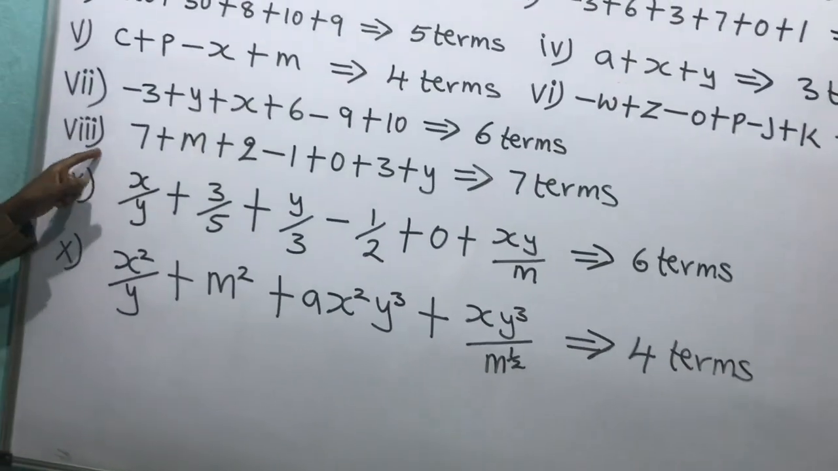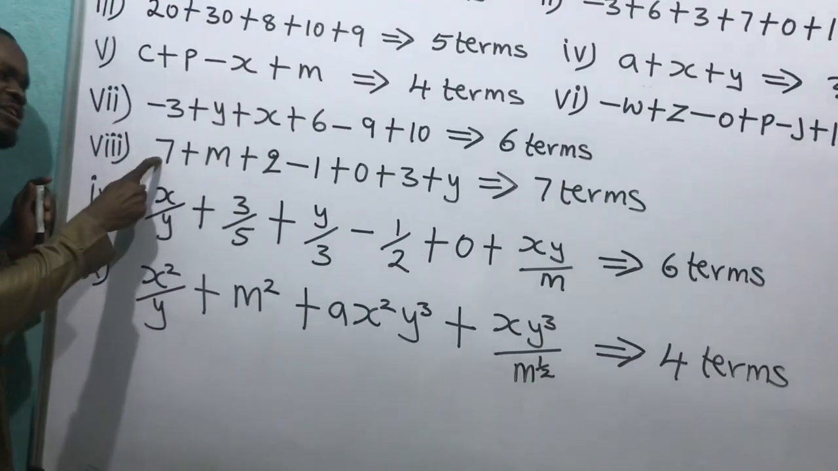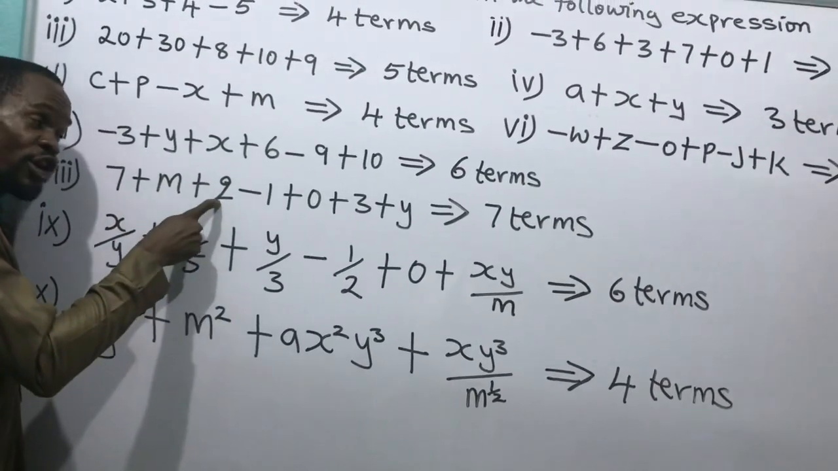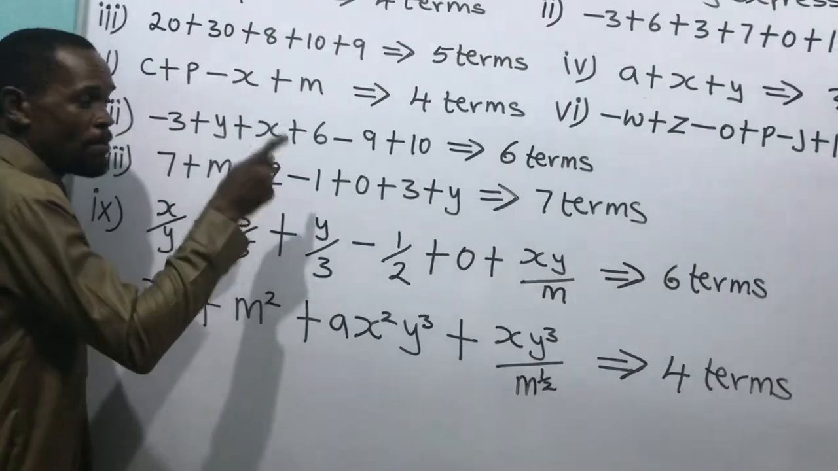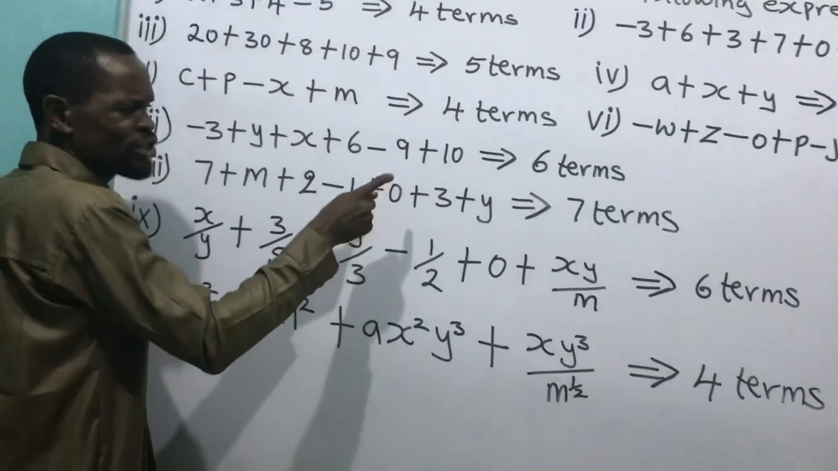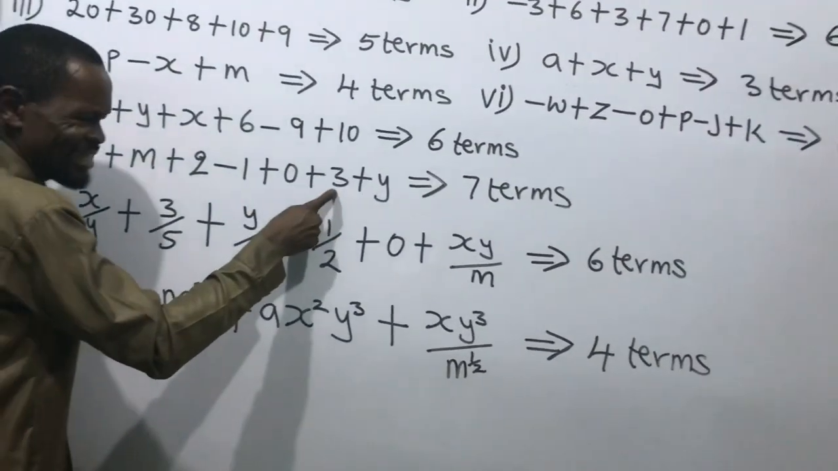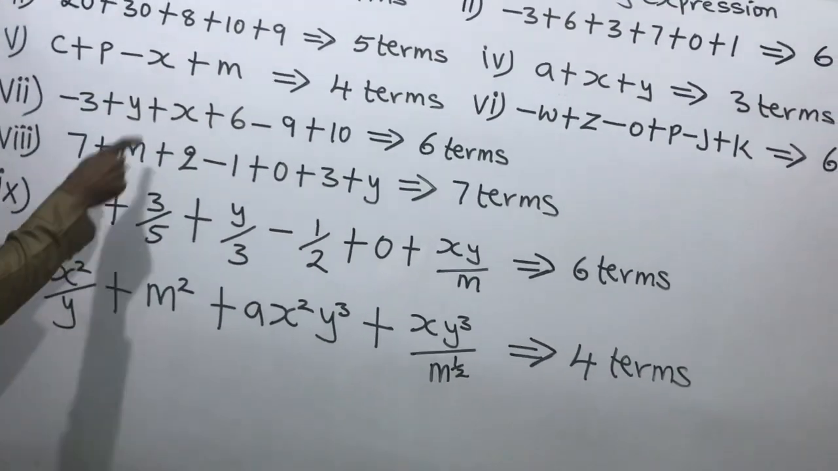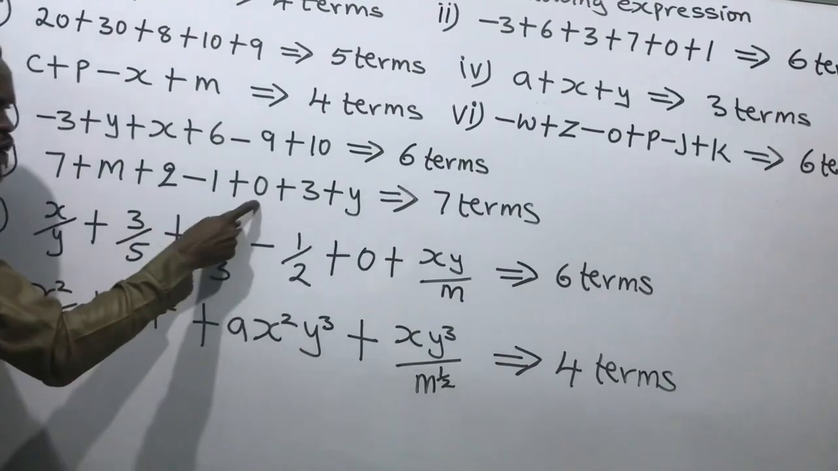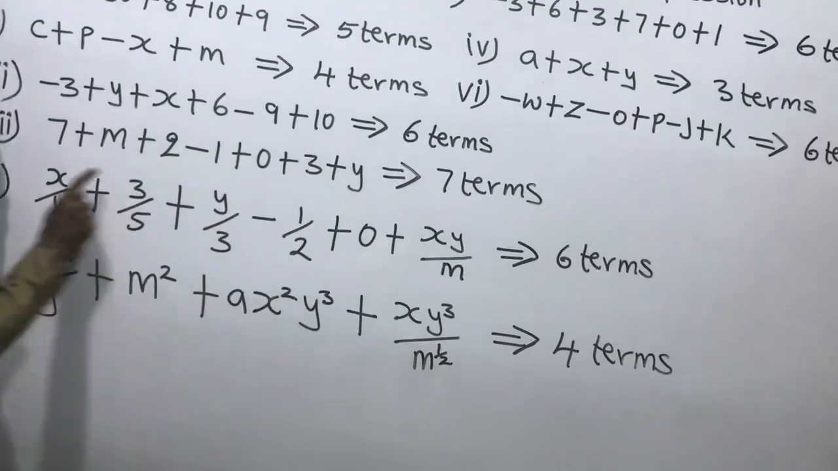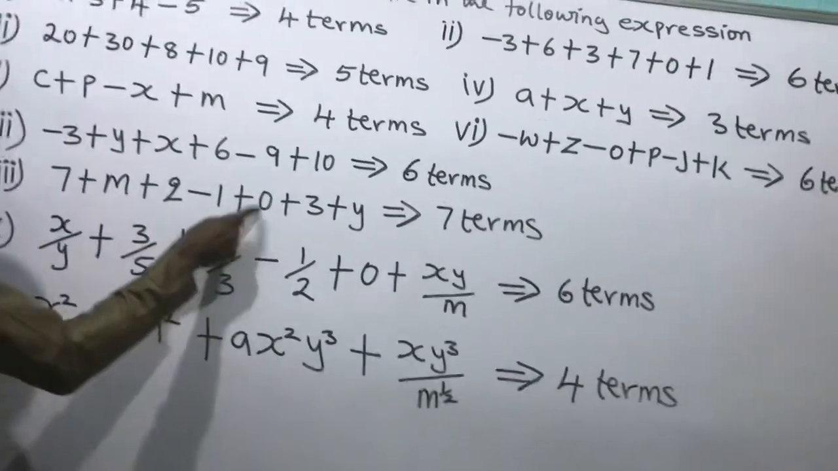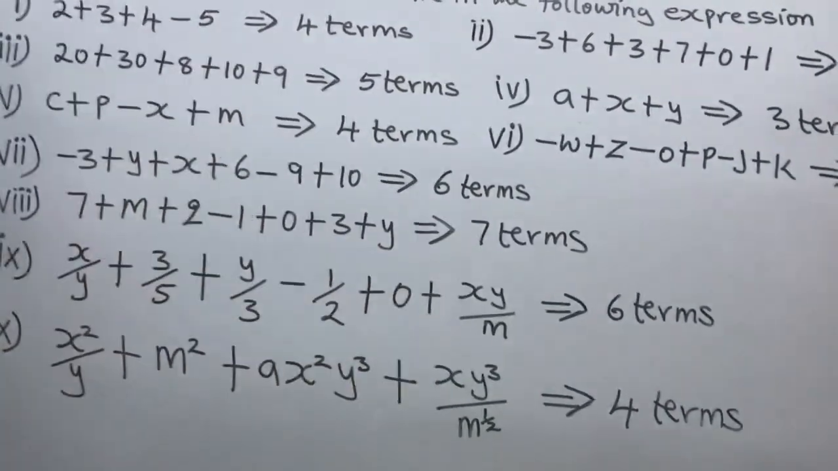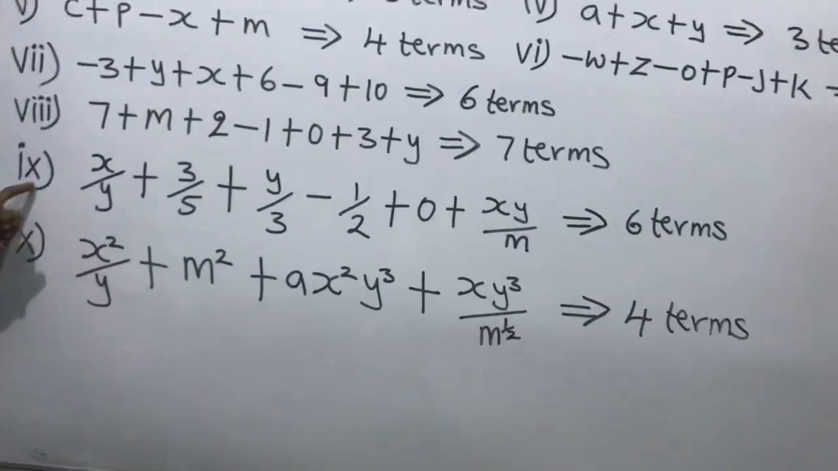Question number 8. 7 is a term. Plus M is a term. Plus J. Plus Q. This is Q. Plus Q is a term. Minus 1 is a term. Plus 0 is a term. Plus 3 is a term. Plus Y is a term. How many terms do I have here? 7, M, Q, 1, 0, 3, Y. Count it: 1, 2, 3, 4, 5, 6, 7. That means 7 terms.